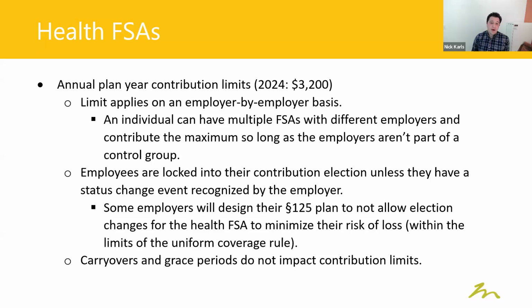And then we have annual plan year contribution limits. In 2024, it is $3,200. And the limit applies on an employer by employer basis. If I moonlight for a company and they offer me a health FSA, and that company isn't part of a control group with Holmes Murphy, I can do $3,200 at Holmes Murphy, and I can do $3,200 at that other employer. There is no limit on how many different FSAs the individual has. The limit is actually on an employer by employer basis. So I can't have more than one with Holmes Murphy or any of its affiliates.